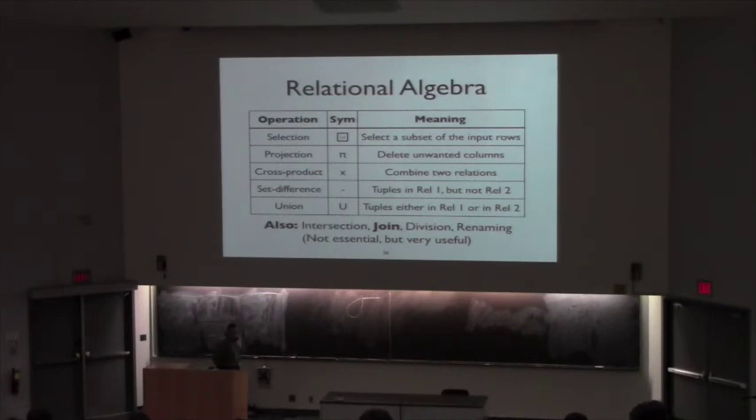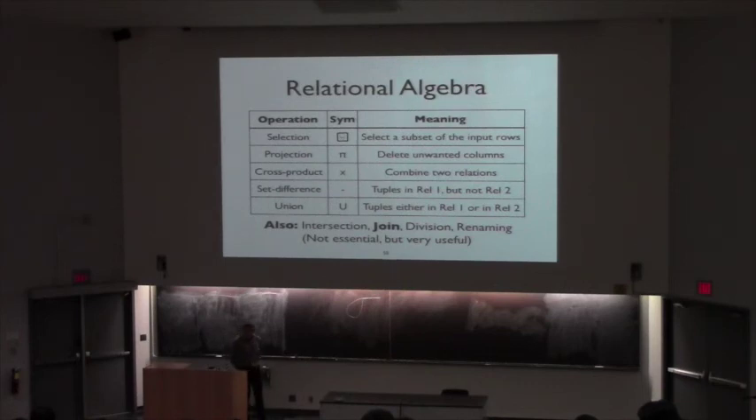Relational algebra has five basic operations. Selection, represented by a sigma, projection, represented by a pi, cross product, represented by a times, set difference, represented by a minus, union, represented by a big U, or sometimes referred to as a cup.